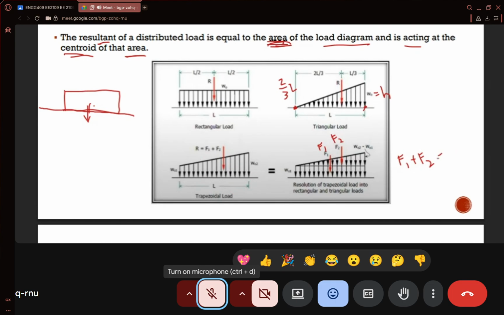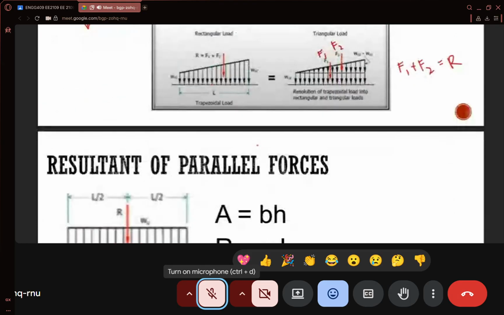Okay? So again, your resultant is F1 plus F2. But for the position, you will have to note F1 and F2. So you'll have to break it down into two parts for the position. Okay?